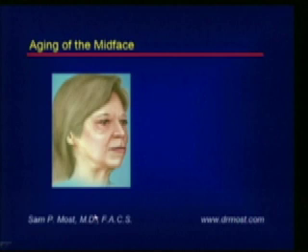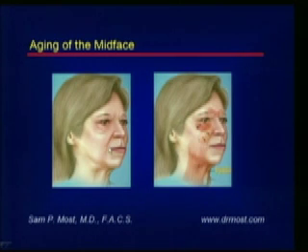What about aging of the midface? We'll work our way down a little bit. As we age, we do develop a malar crescent or nasojugal fold and a nasolabial fold. And the anatomic correlates of this are loosening of the orbicularis muscle and the related orbitomalar ligament and the descent of the cheek fat pad or the malar fat pad.